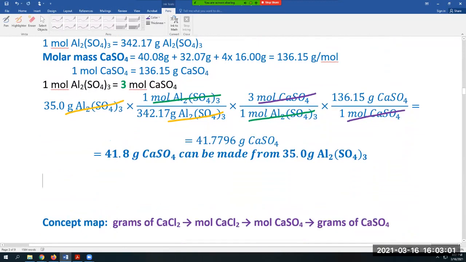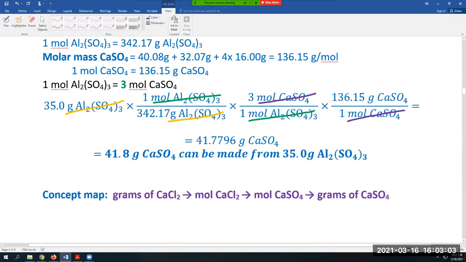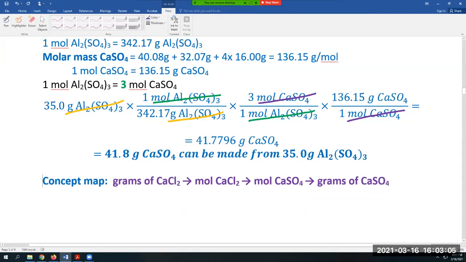Other calculation that starts with grams of calcium chloride this time. Again, we have grams, so we need to change them to moles, and then using the chemical equation, change the moles to moles of the product, calcium sulfate, and then go back to grams using the molar mass of calcium sulfate. So we need the molar mass of calcium chloride. Let's see how we calculate that.